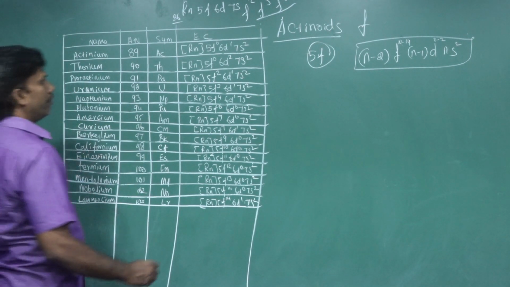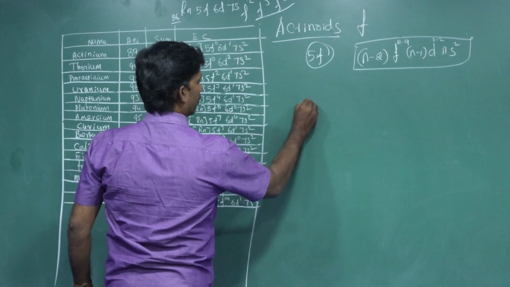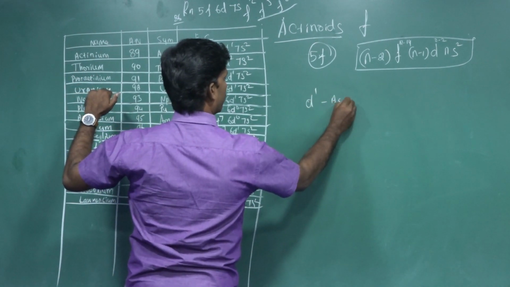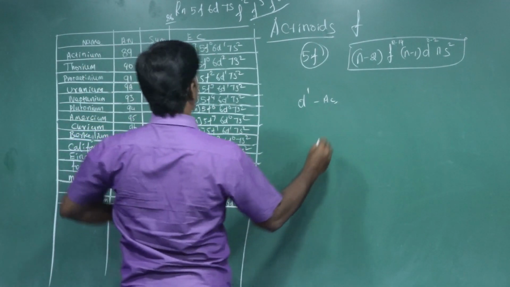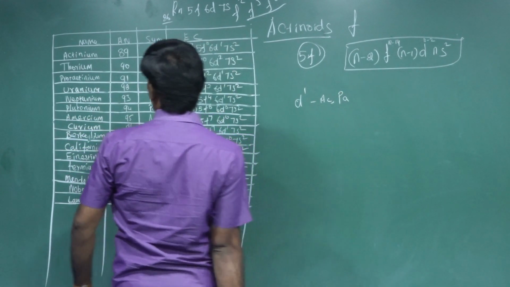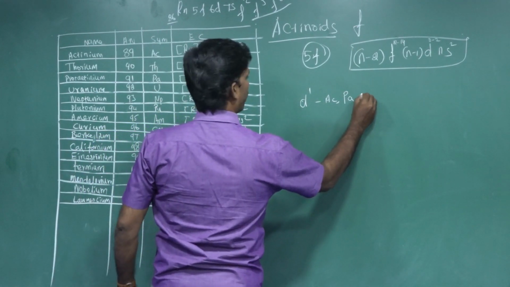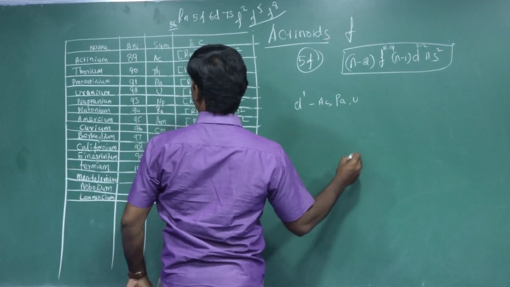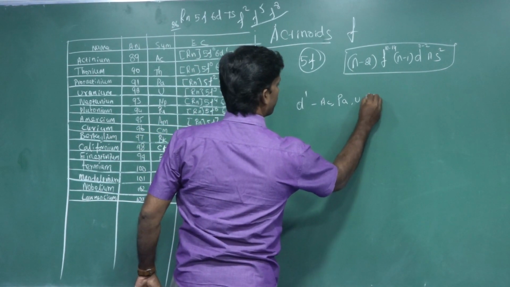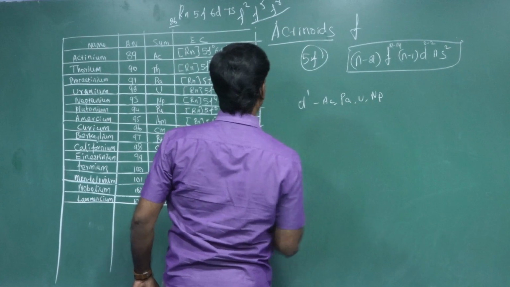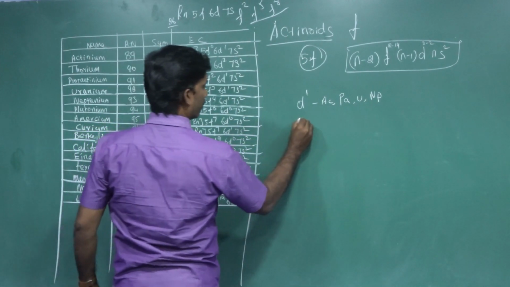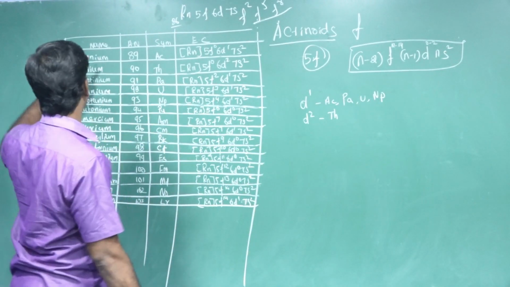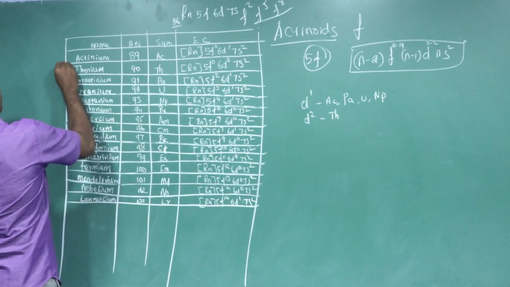See here, how many have d1? In the d1 state: actinium, protactinium, uranium, neptunium. These have d1, and d2 is found only in thorium. This is a special case.